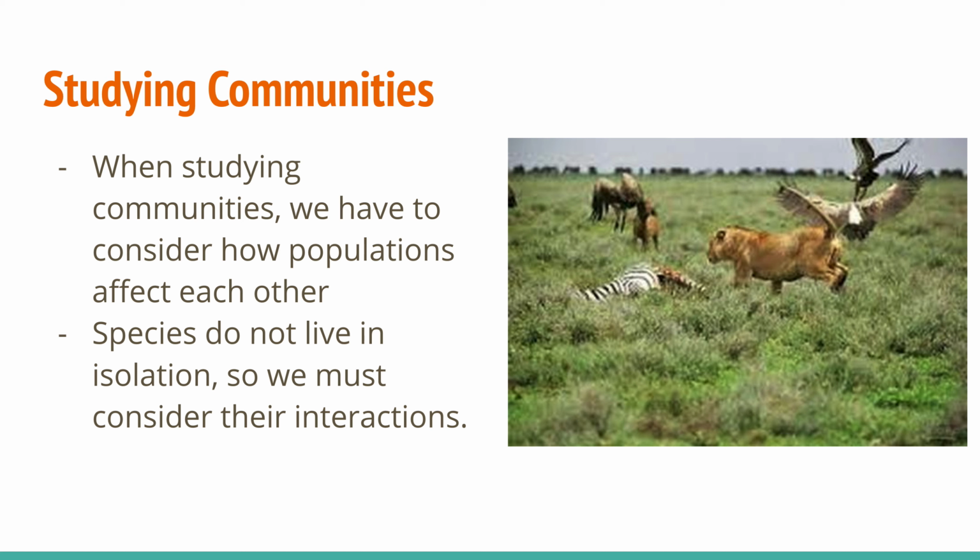When we move away from studying populations and move into studying communities, we need to start thinking about how populations interact with each other. Important thing about ecology is that species don't exist in isolation. There are always interactions between species living in the same area, and we need to understand the nature of those interactions, even if they're just very cursory, if we want to understand how the community works.